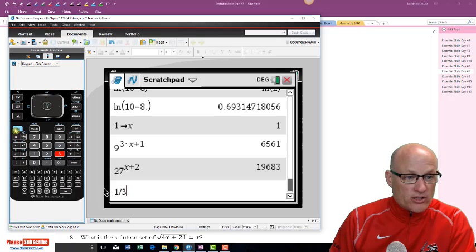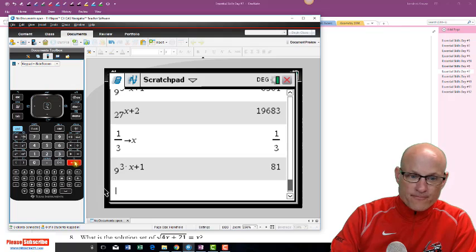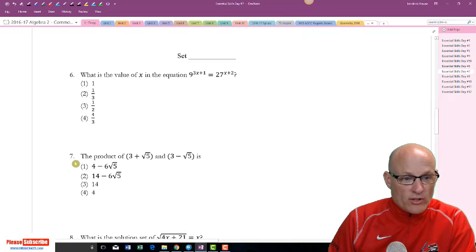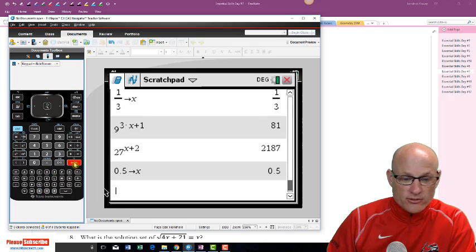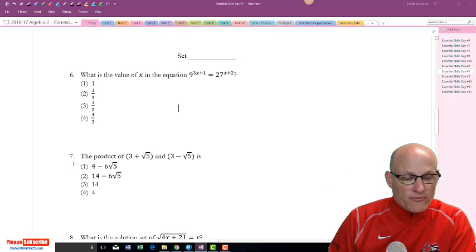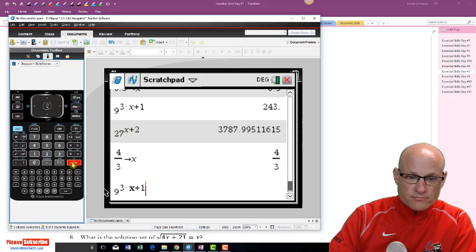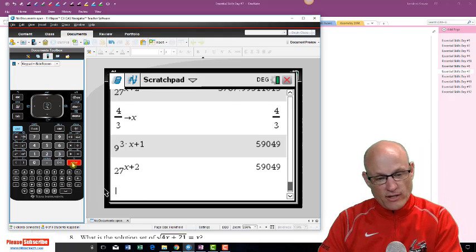1 divided by 3. Control var x. Press enter, hit the up arrow to this one, hit the up arrow to this one. Do they match? No. Let's try 1/2. 0.5, control var x, enter. 243. Nope. Looks like 4/3 is the right answer. 4 divided by 3, control var x. Sometimes it's always the last one. There it is. 4/3, right answer.